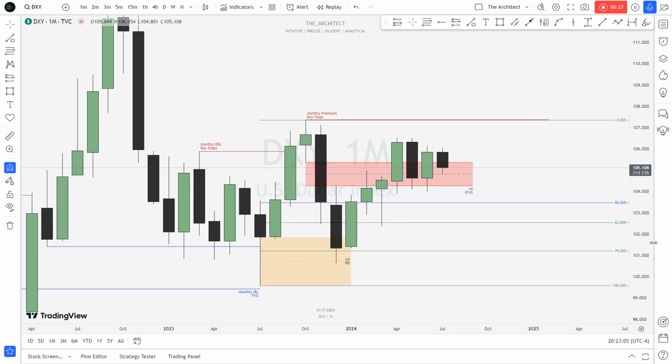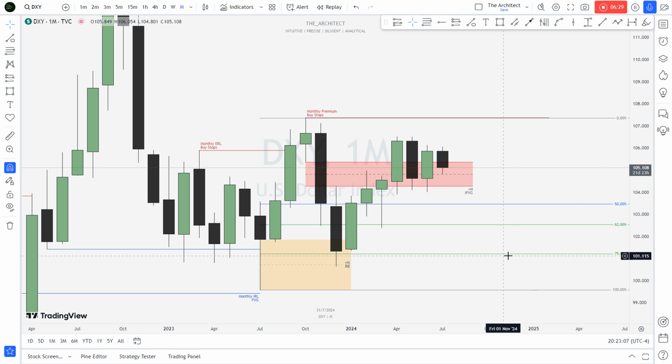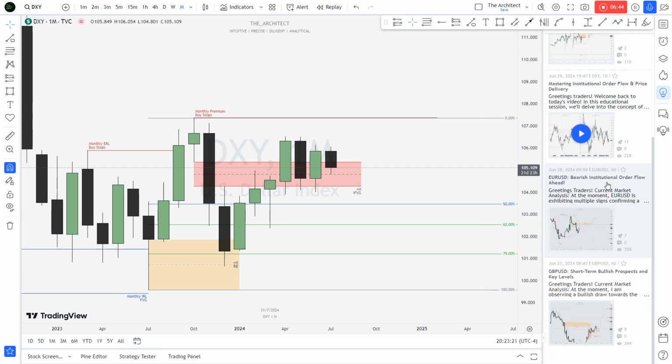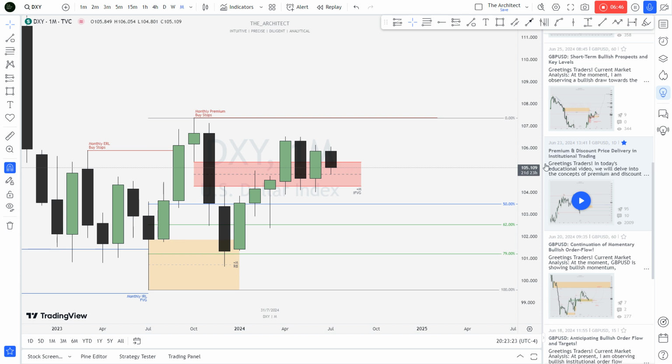Another thing we pay attention to is the 62 to 79% level. These are levels where you'll start to see most of the time retracements or reversals off of these levels, right? To get an understanding of how to use the fib and what these levels mean, I would advise you guys to watch this video over here, Premium and Discount Price Delivery in Institutional Trading.